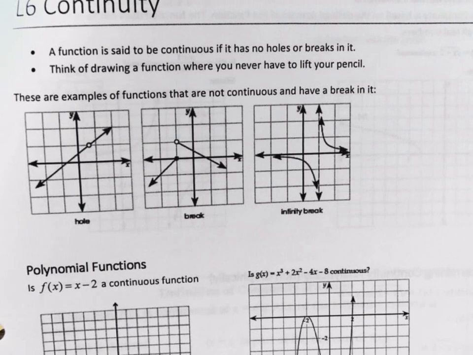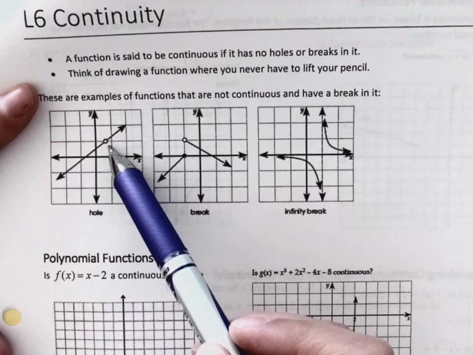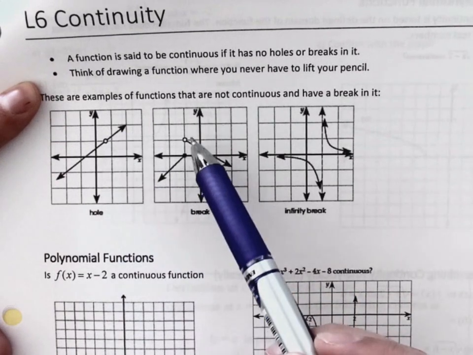Okay, continuity. A function is said to be continuous if it has no holes or breaks in it. Kind of obvious, like it continues on forever. Think of drawing a function where you never have to lift your pencil. These are not continuous. This one has a point of discontinuity in it. This one has a break.